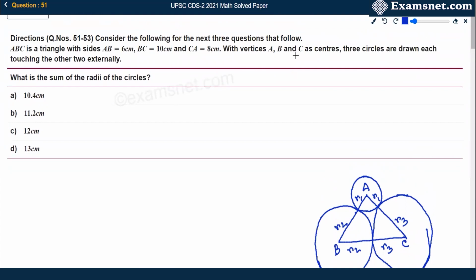Next, with vertices A, B, and C as the center. So here A is the center for one circle, B is the center for the second circle, C is the center for the third circle. Three circles are drawn touching each other externally, as we can see. What is the sum of the radius of the circles?